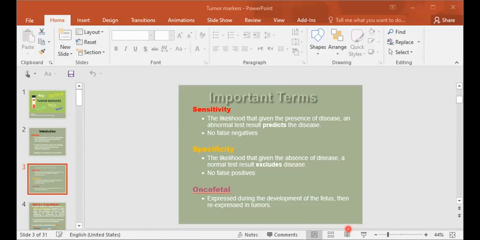So sometimes tumor markers are specific to their tissue of origin and they only rise in the blood if this specific tissue turns malignant. Let's classify tumor markers.